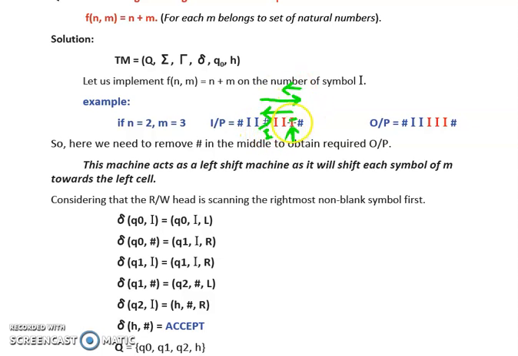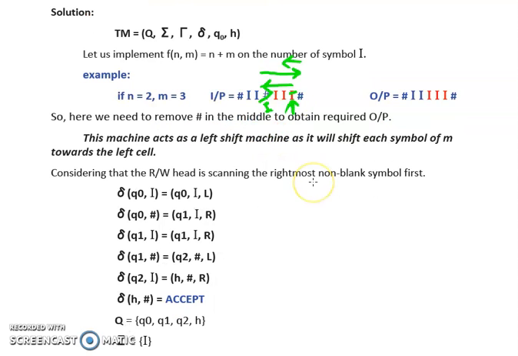Now let's write all these steps in the form of a transition function. So initially we are on the state Q0 and we are reading the last I, that is, we are reading the rightmost non-blank symbol.